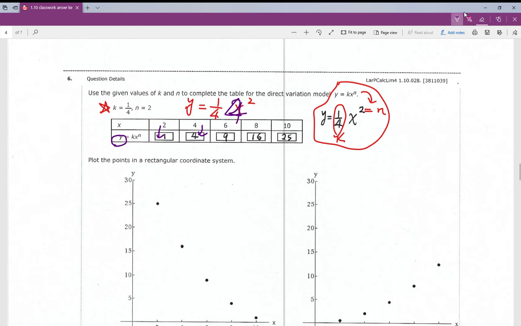And after you, let me erase those marks, ugly marks.